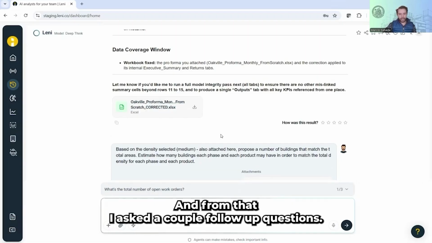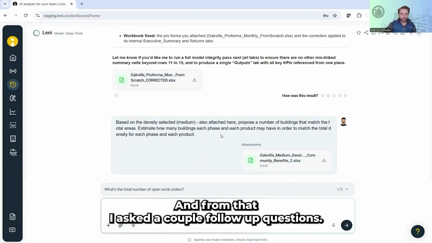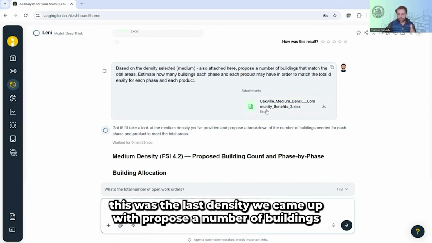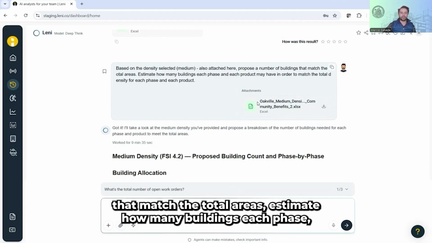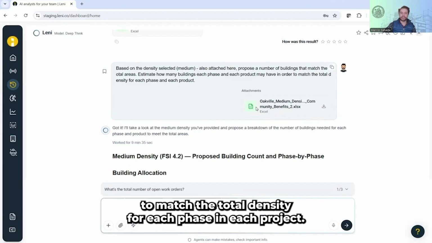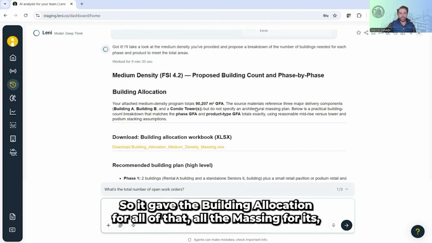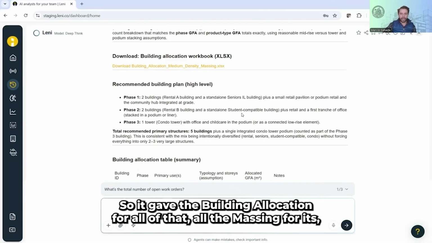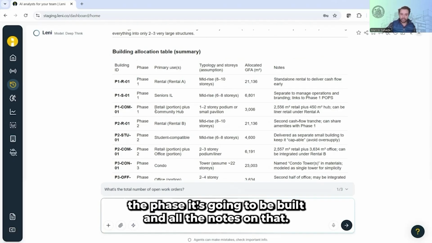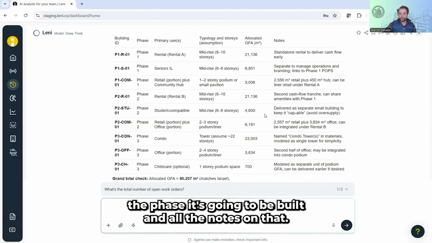And from that, I asked a couple of follow-up questions. Based on the density proposed, and this was the last density we came up with, propose a number of buildings that match the total areas, and estimate how many buildings each phase and each product may have in order to match the total density for each phase and each product. So it gave the building allocation for all of that, the massing, the idea of the building, the phase it's going to be built in, and all the notes on that.